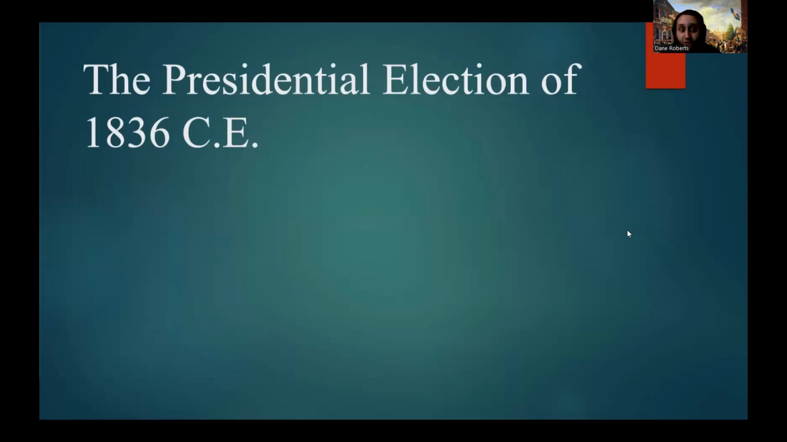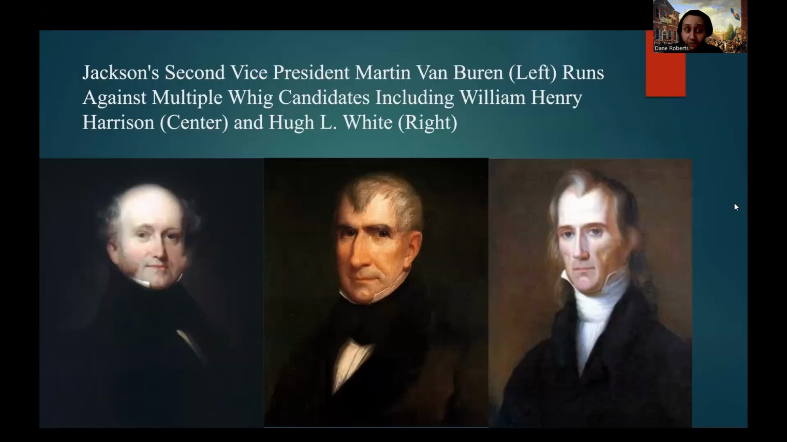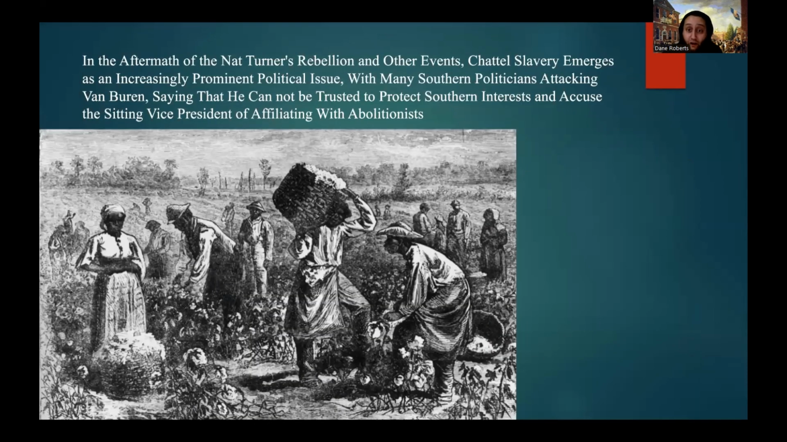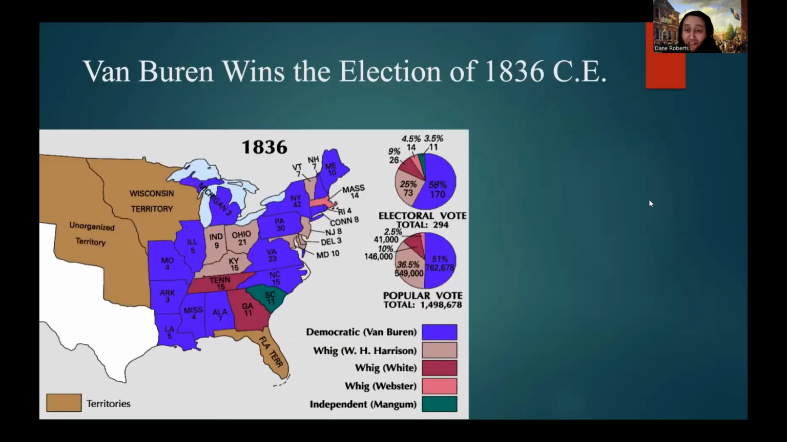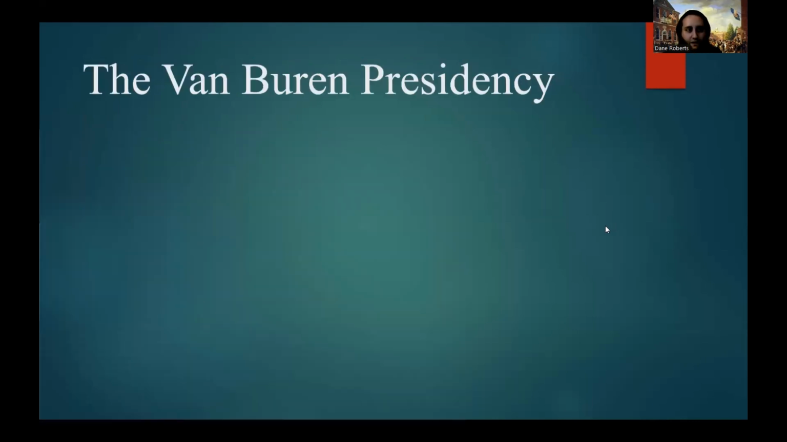Now this brings us to the presidential election of 1836 CE. During this election, Jackson's second vice president, Martin Van Buren, would run against multiple Whig candidates, including William Henry Harrison and Hugh L. White. In the aftermath of Nat Turner's rebellion and other events, chattel slavery would emerge as an increasingly prominent political issue, with many Southern politicians attacking Van Buren, stating that he could not be trusted to protect Southern interests, and they accused him of affiliating with abolitionists. Despite this, Van Buren would win the election of 1836 CE, which now leads us to the Van Buren presidency.